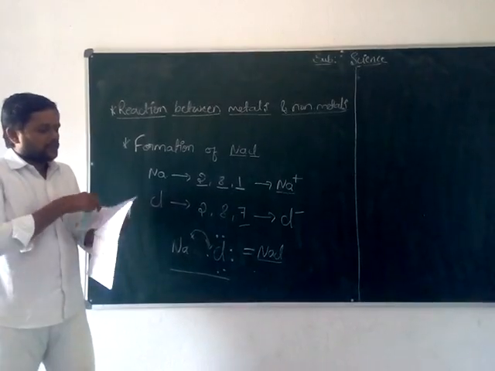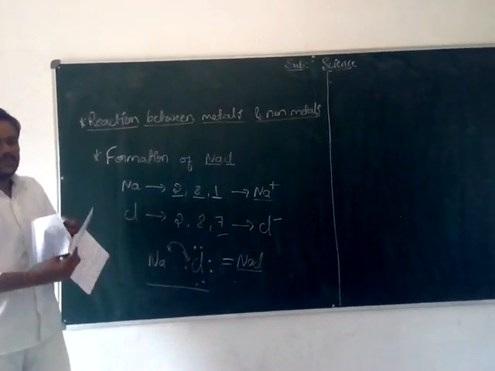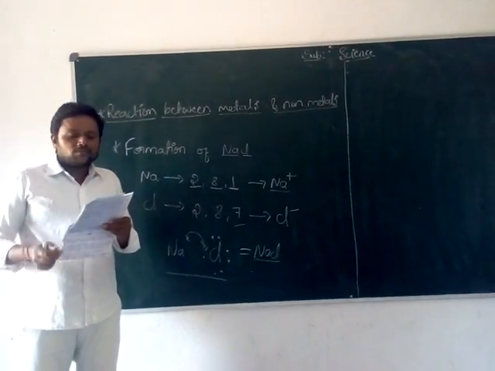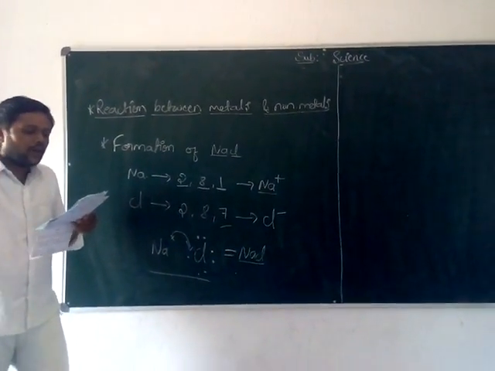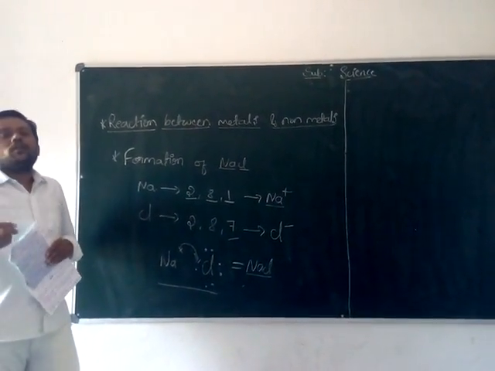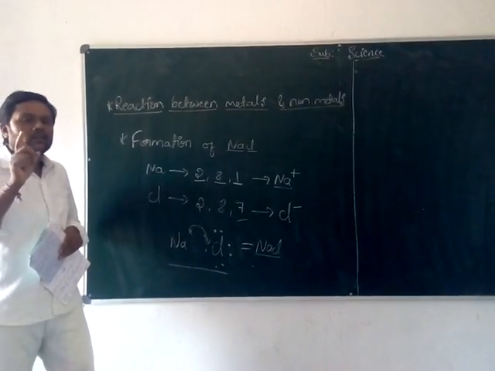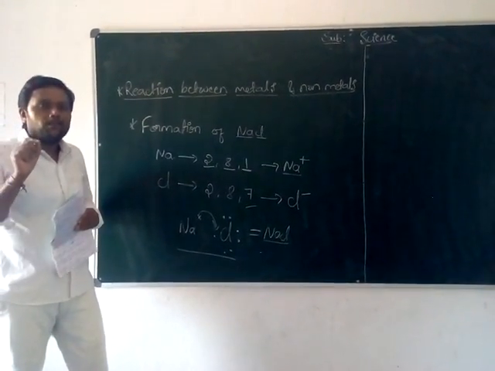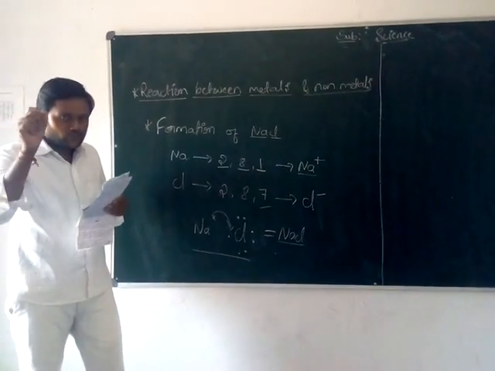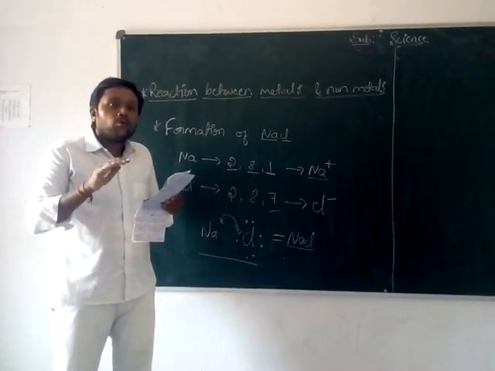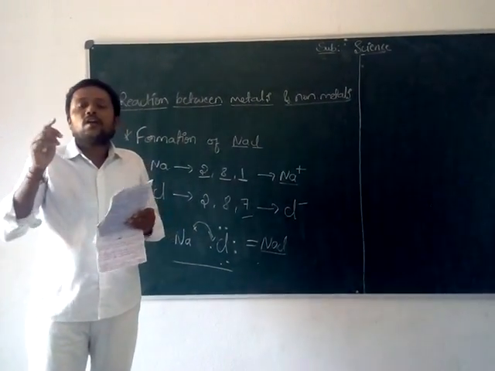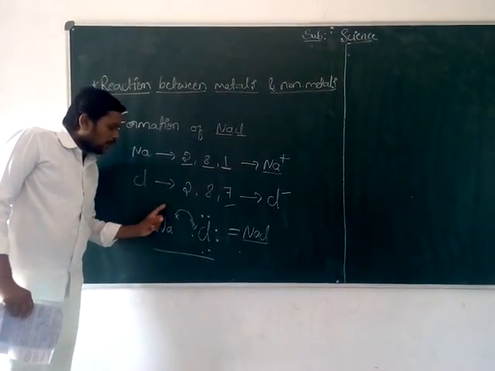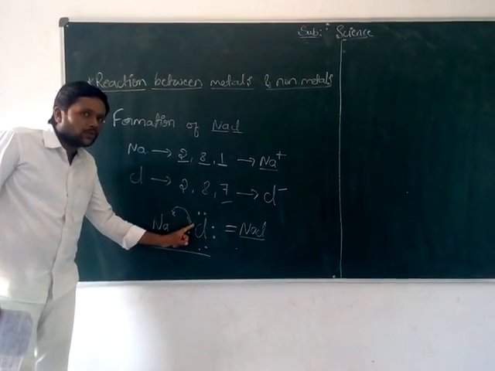Again, they are explaining the formation of NaCl. The compounds formed by transfer of electrons from a metal to a non-metal are called ionic compounds. A very important question: what are ionic compounds? You have to write like this: compounds formed by transfer of electrons. What is transferred? One electron is transferred to the chlorine.